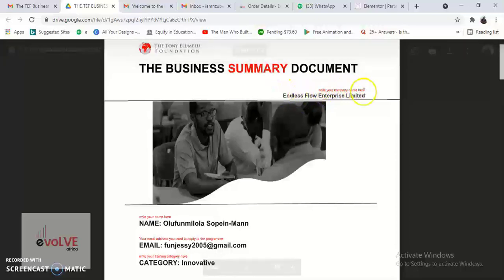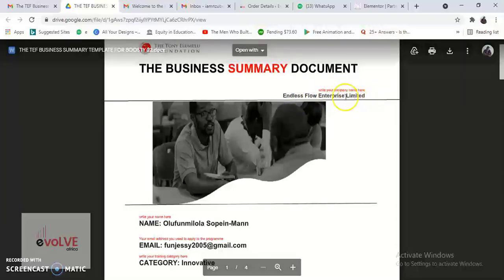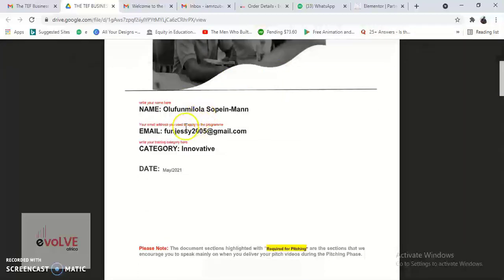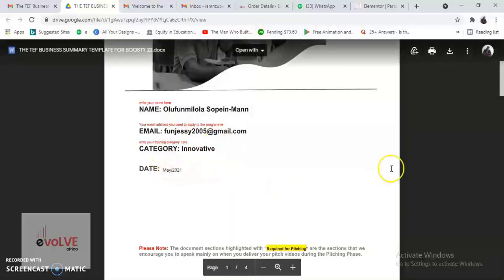So here you have to put your business name. That's your business name here. Alright, so your own name would be here. Your email, that is the email you registered with. And your category, whether you are in the beginner phase, innovative phase, or the disruptor phase. So here is the place to put all of those, and of course the date.